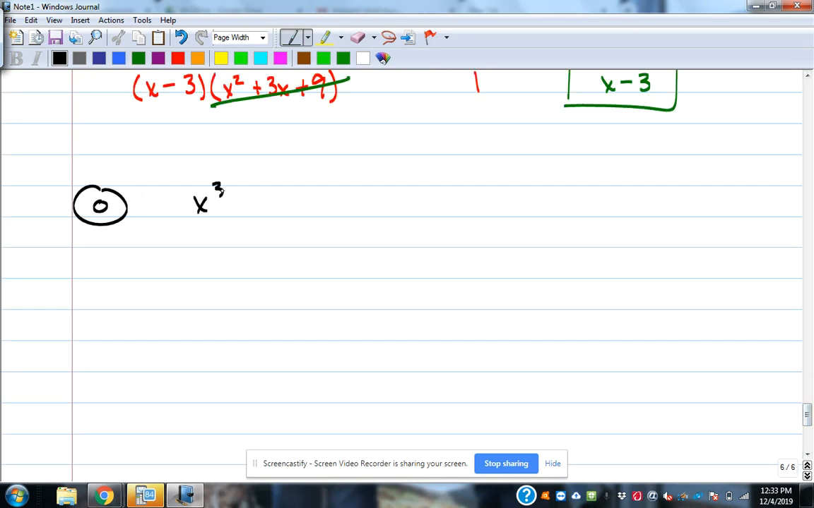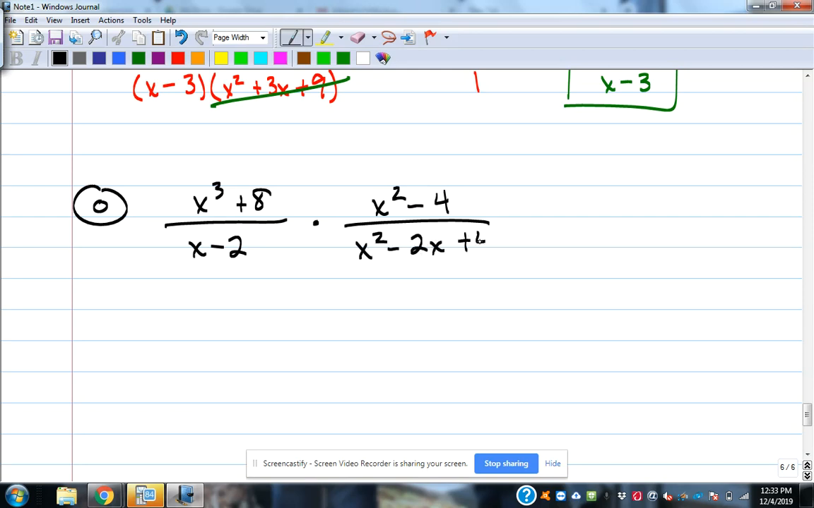Let's do another product here. x cubed plus 8 over x minus 2. x to the third plus 8 over x minus 2. And the second fraction is x squared minus 4 over x squared minus 2x plus 4. Sum of cubes. Got a plus sign in it. So I know that one doesn't factor. So short factor, long factor.